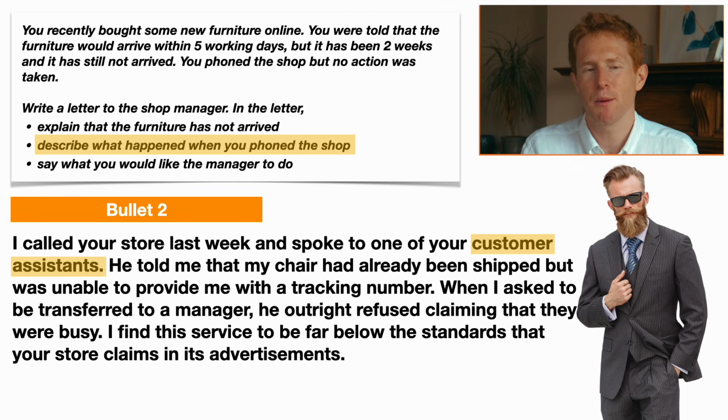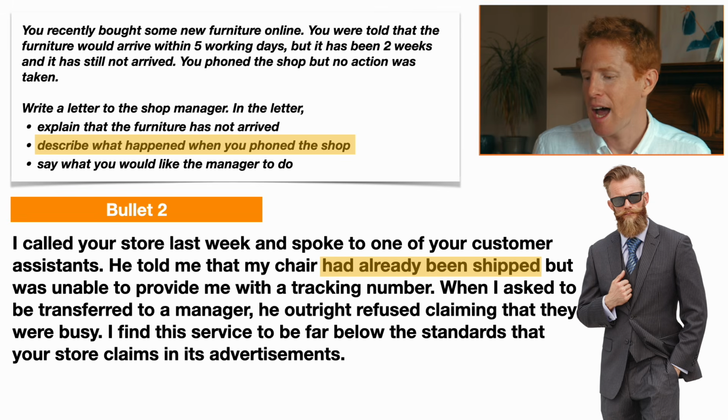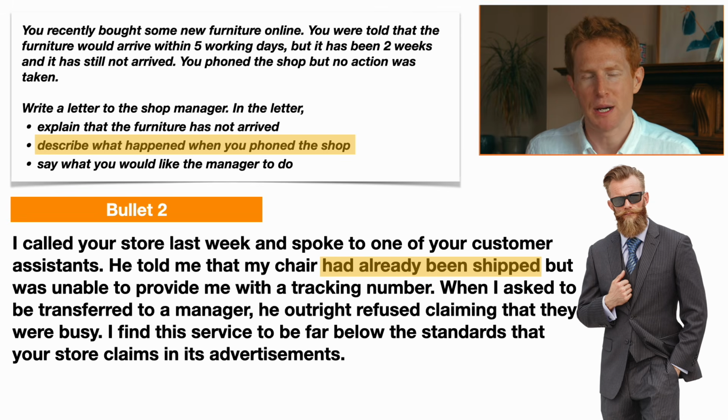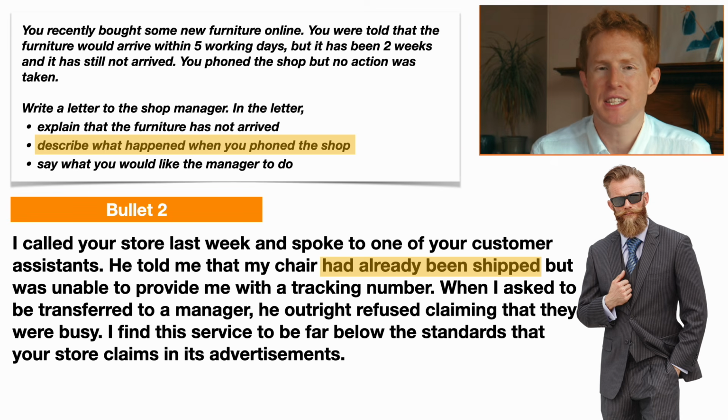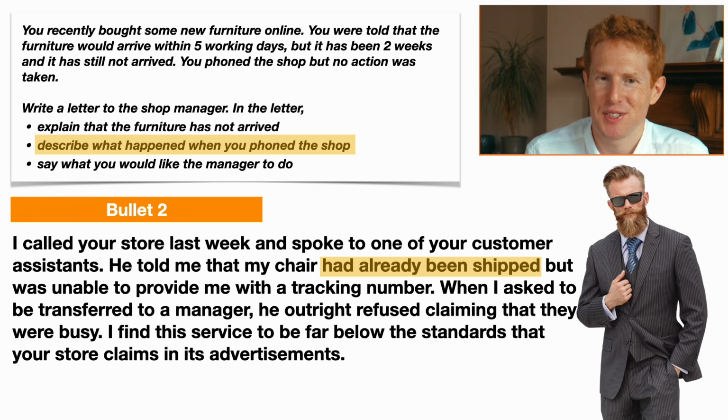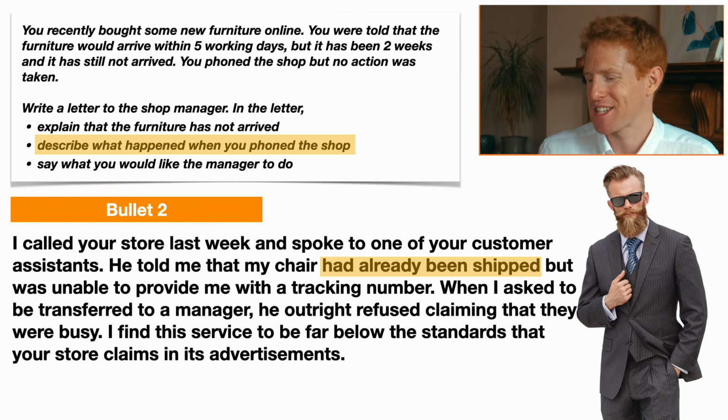So we're using topic-specific vocabulary. It had already been shipped. Amazing advanced grammar here. This is the past perfect passive form. So someone had already shipped it. It had already been shipped.